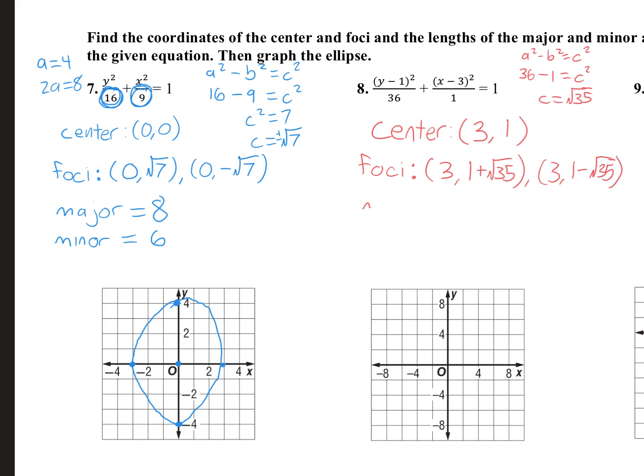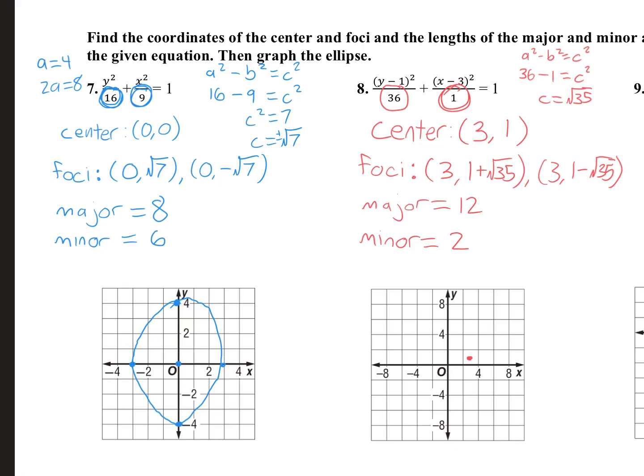All right. Major axis is 2a. All right, so if a squared is 36, that makes a 6, so 2a is 12. Minor axis is 2b. All right, there's b squared, which means b is also 1. So 2b is 2. All right, center is at 3, 1. Because the graph counts by 2's, 3, 1 is around there.